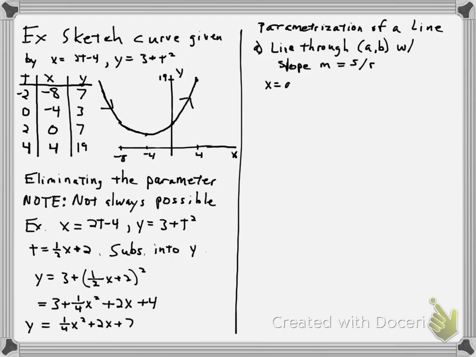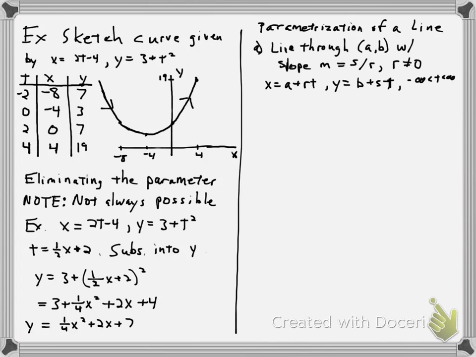x equals a plus rt, y equals b plus st. And let me be clear up above that r cannot be 0, of course. And this is parametrized for t between minus infinity and infinity.